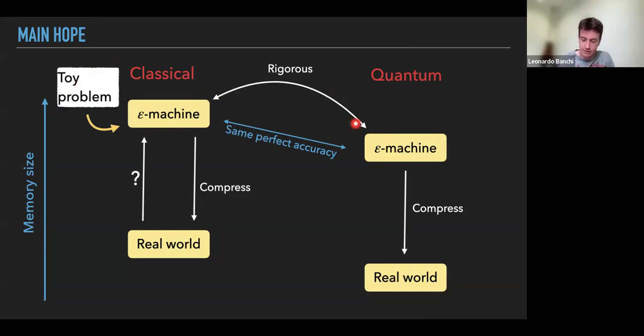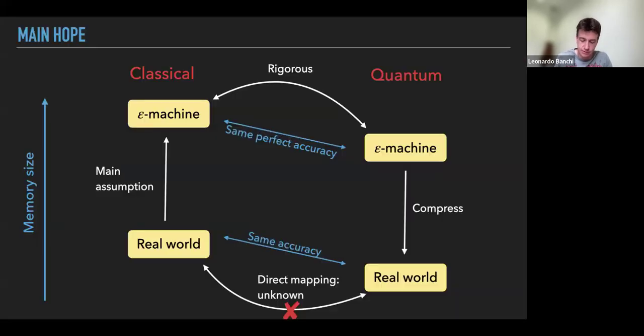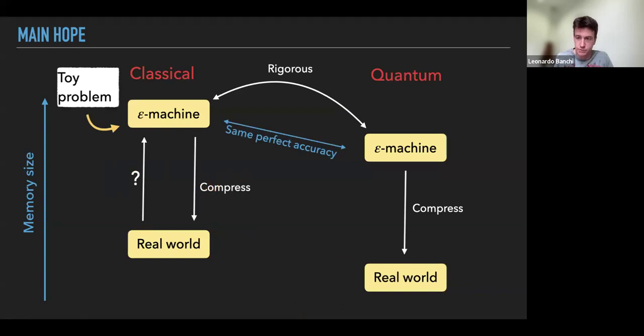Then again, we can have a rigorous mapping between the classical and the quantum world. Now I do the compression in both cases. I do the compression here in order to get a real world problem, and I also do a compression here. In doing this compression, we lose the epsilon machine structure. But that's actually what I wanted, because the starting point for me is the case where real world problems are not defined with an epsilon machine, with the idea of going towards real world applications.